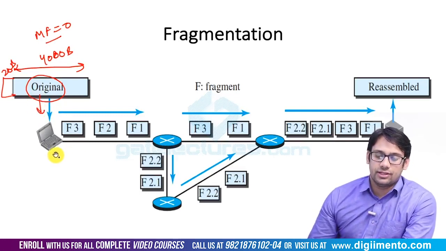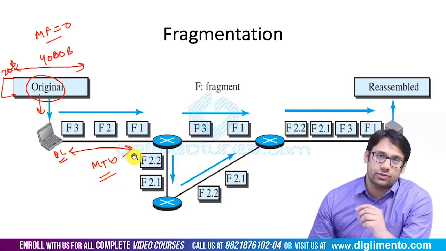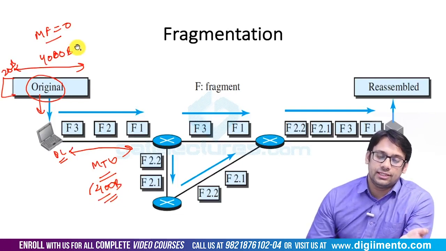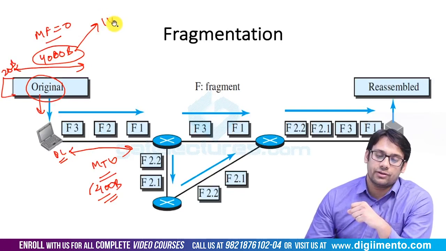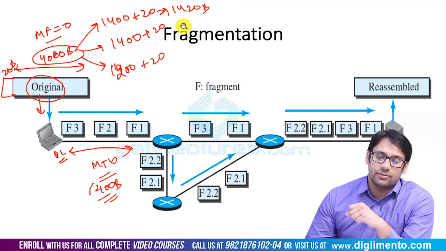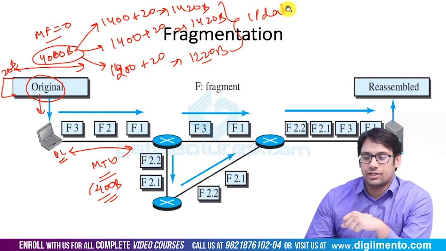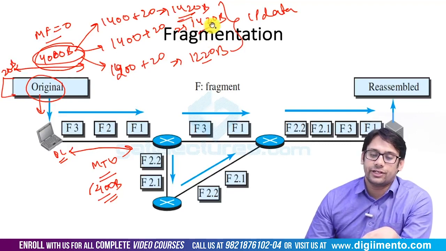Then we'll give this to the data link layer. Now the data link layer will check the MTU of the network, that is the maximum transmittable unit of the network. For example purposes, let us say the MTU of the network is 1400 bytes. Therefore these 4000 bytes need to be broken down into packets of 1400 bytes. So the first packet will be 1400 bytes, the second will be 1400 bytes, and the third will be 1200 bytes, and then we'll add a header to every small packet. So these become 1420 bytes, 1420 bytes, and 1220 bytes. These are the IP datagrams which are divided. So the original 4000 byte packet was divided into 3 packets of size 1420, 1420 and 1220.